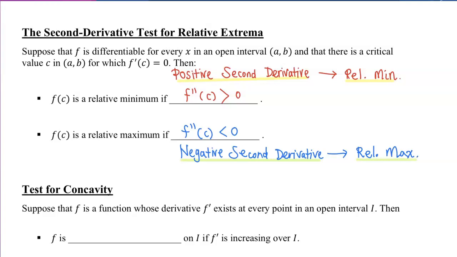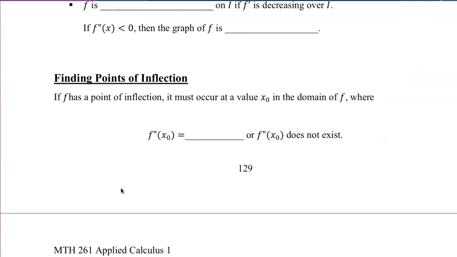Now, if the second derivative doesn't come out to be positive or negative, like 0, because 0 is not positive or negative, right? Then the second derivative test does not work. You will have to go back and use the first derivative test to see if it's a relative minimum or maximum. So I'm going to come back and talk about concavity in another video.